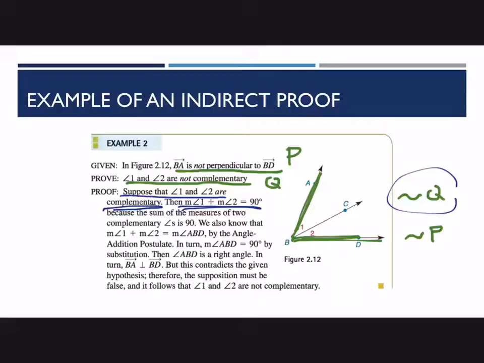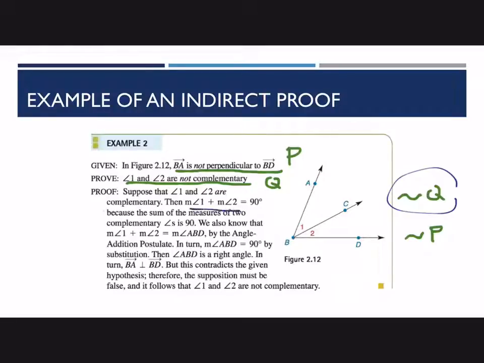All right, so let's read through this and see if the reasoning makes sense. See if it's logical. Suppose that angles 1 and 2 are complementary, then that means that their measures add up to 90 degrees, because the sum of the measures of two complementary angles is 90 degrees. We also know that the measure of angle 1 plus the measure of angle 2 is the measure of angle ABD by the angle addition postulate. In turn, the measure of angle ABD must equal 90 by substitution.